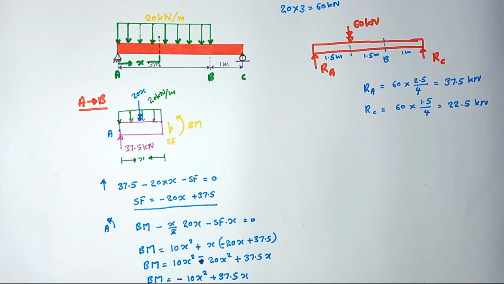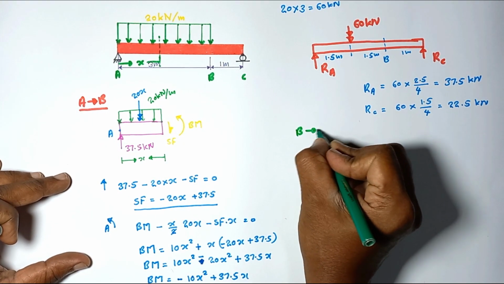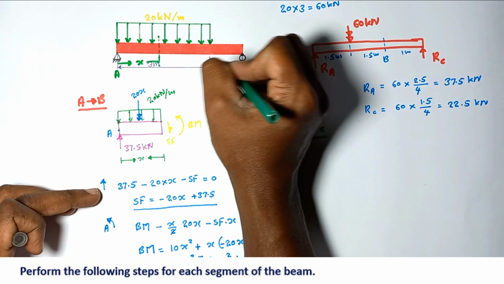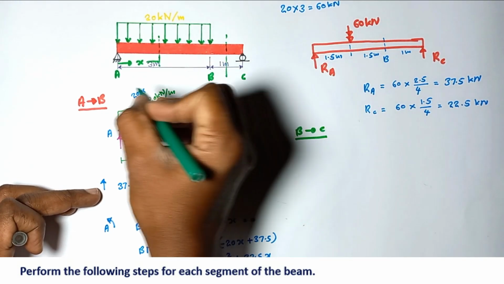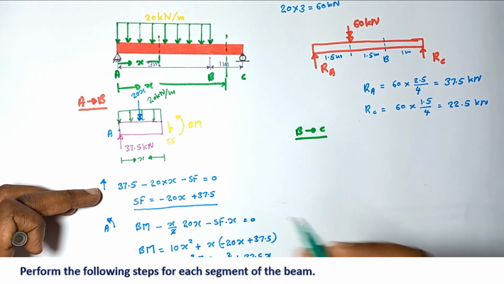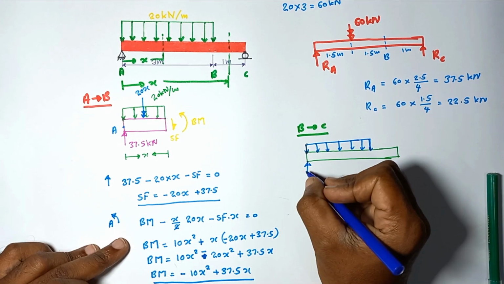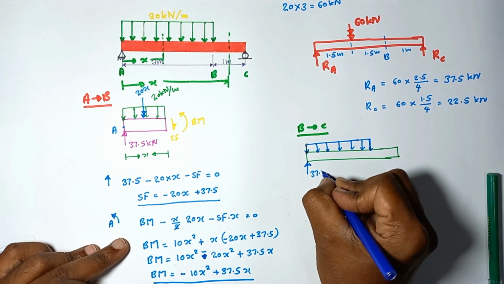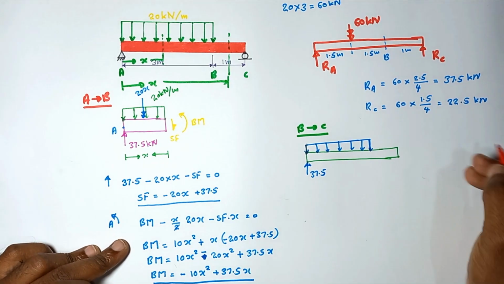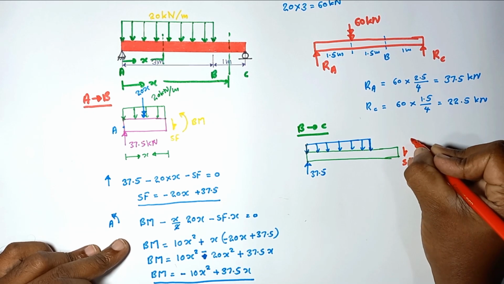So then we are going to separately consider the B to C region. I'm going to introduce the imaginary cut somewhere in between B and C, by taking the distance x from the left-hand side to the imaginary cutting plane. So let me draw the diagram. Here the load is equal to 37.5. Then let me mark the shear force and the bending moment.